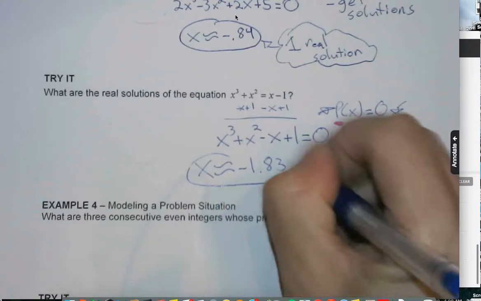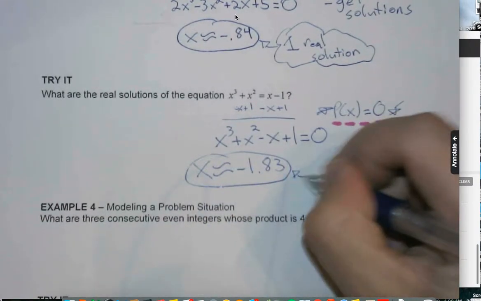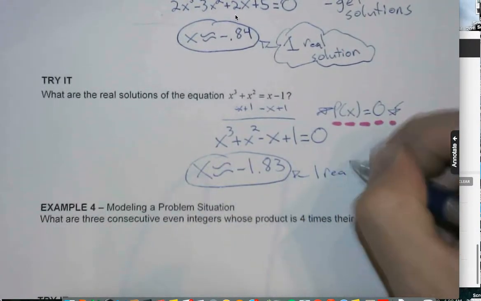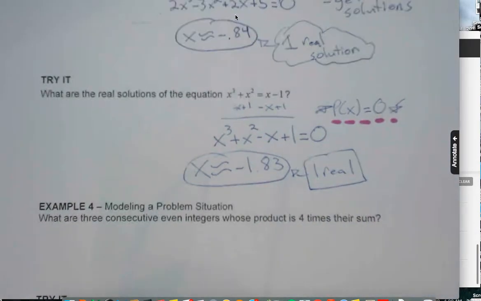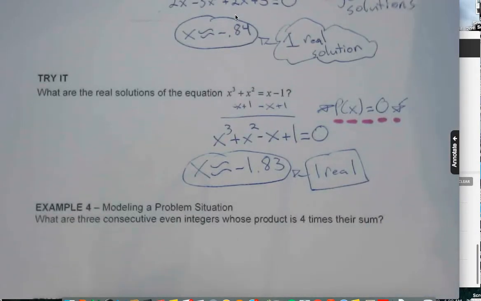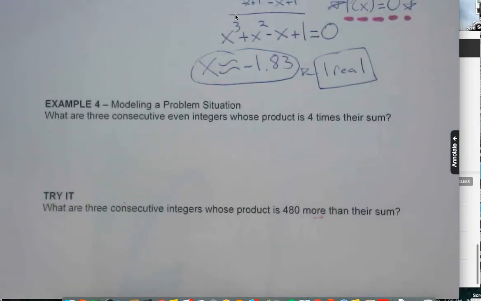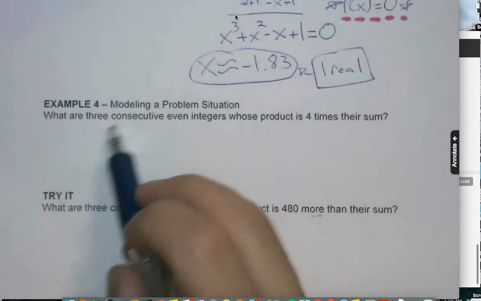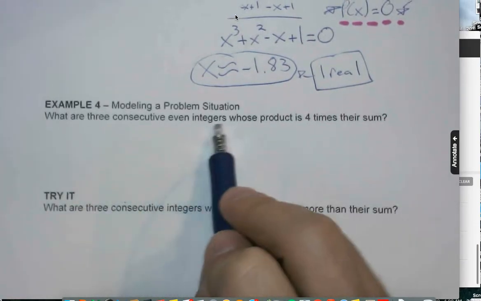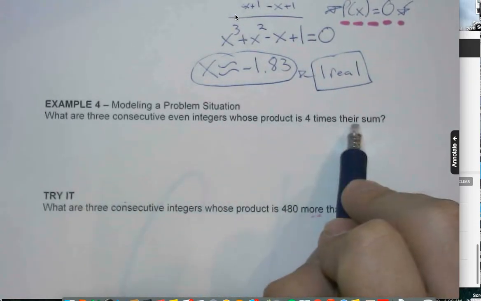And that's good. So again, only one real solution. The next two are a little wordy, but I think if you think them out, they're pretty simple to map out. So we're looking for 3 consecutive even integers whose product is 3 times their sum.